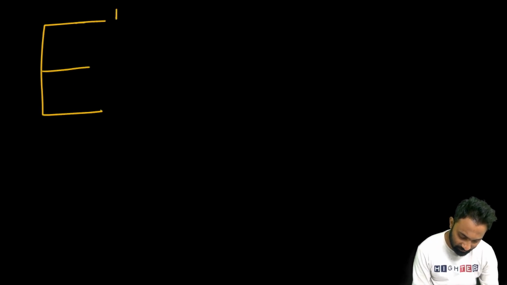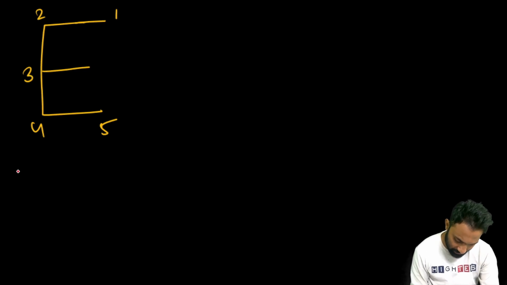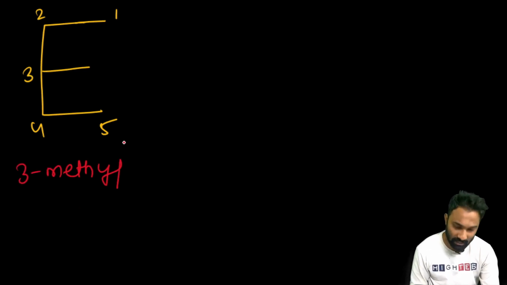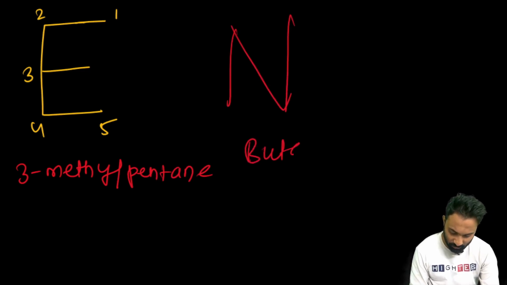Now next one is E. What is the E here? Here 1, 2, 3, 4, 5. Longest carbon chain, right? And 3 is a methyl substituent. Then it is 3-methyl pentane. And the next one is also E, same. And the last one is N. So that is butane.